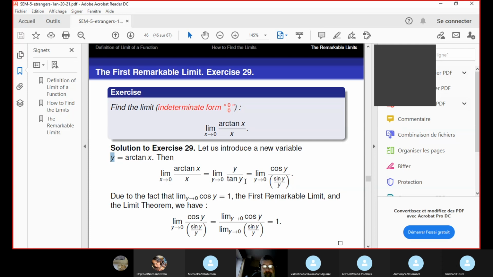Agree, Valentina? Yeah, agree. Thank you. So, as for the denominator of this fraction, you see the function tangent of y is sine of y over cosine of y. So I rewrite my fraction in the following way. Do you agree with this? So the only thing we do is rearrange our fraction. We write tan y as sine of y over cosine of y, and then we have the following fraction.